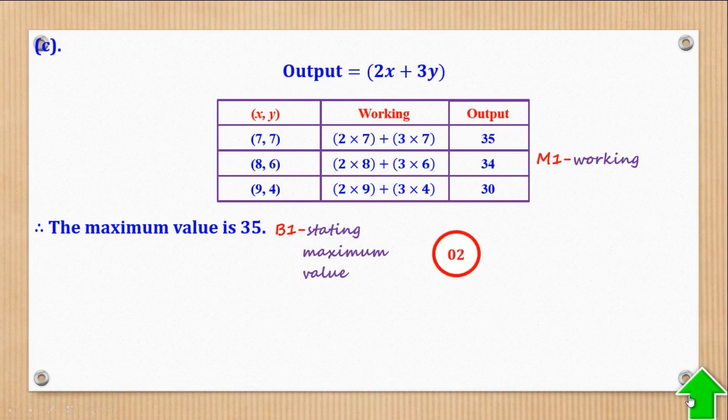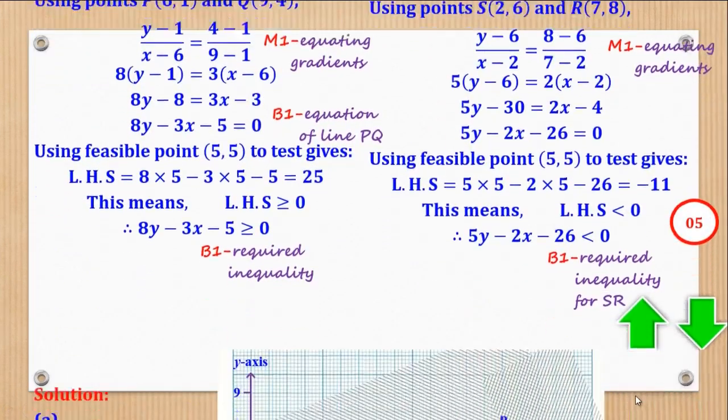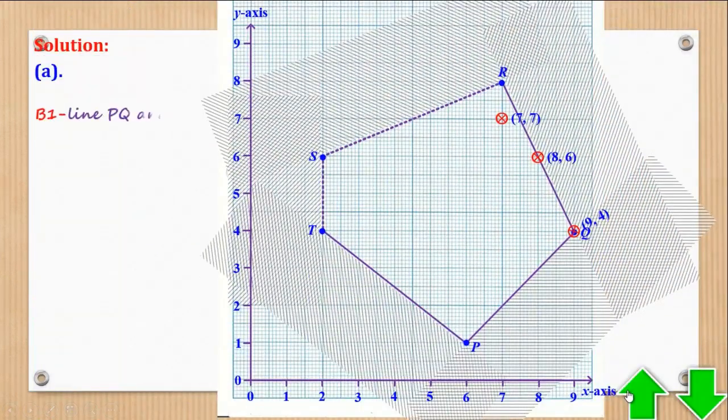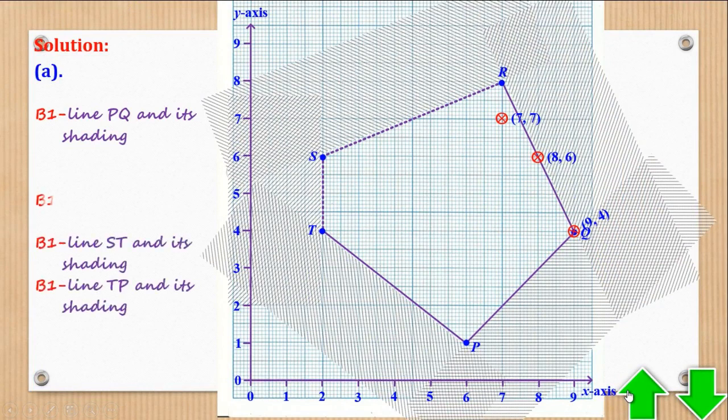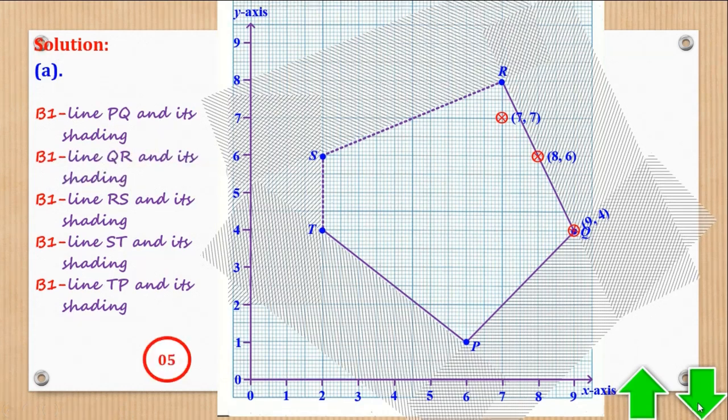Before we finish, let's see how marks for the graph were awarded. So that's how the marks for the graph were awarded.